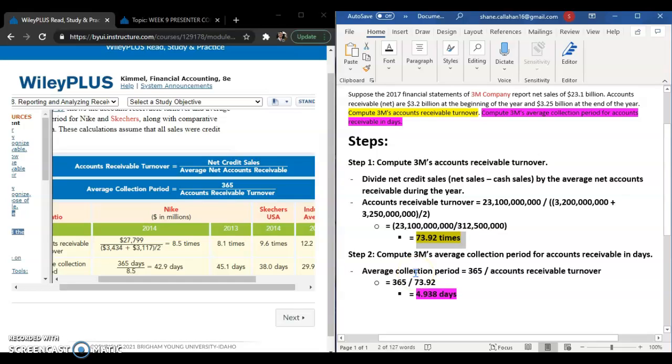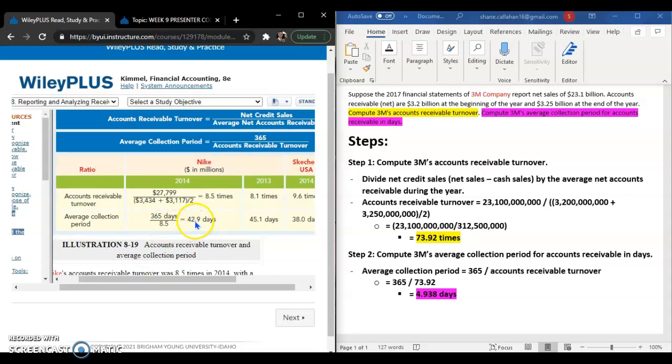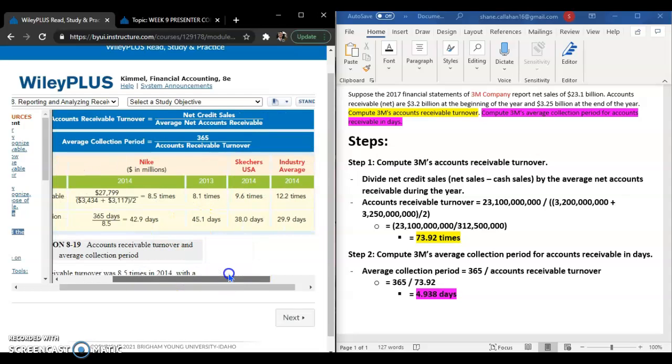But it's pretty simple. You just plug in your accounts receivable turnover and divide 365 by that, which I did, and we get 4.938 days. So roughly 5 days. But in the example it gives you, it likes to keep it in a decimal instead of rounding up.